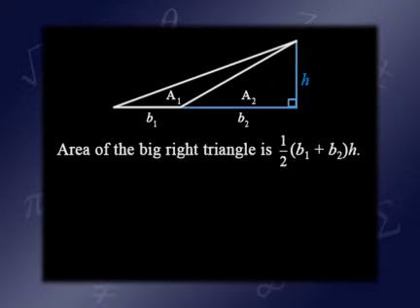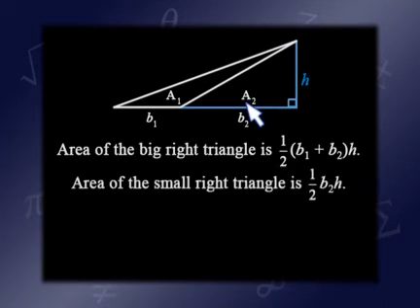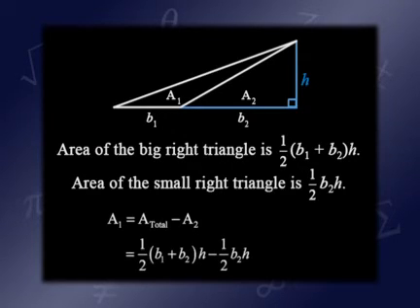Now the area of the new triangle we created, which I've denoted with area A2, has area 1/2 B2 times h because it's a right triangle. Now the original triangle A1 is what you get when you take the big triangle minus the triangle with area A2. And therefore we take the total area minus the area A2. That's equal to 1/2 B1 plus B2 times h minus 1/2 B2 times h. And algebraically, the 1/2 B2 times h cancels, and we're left with 1/2 B1h.